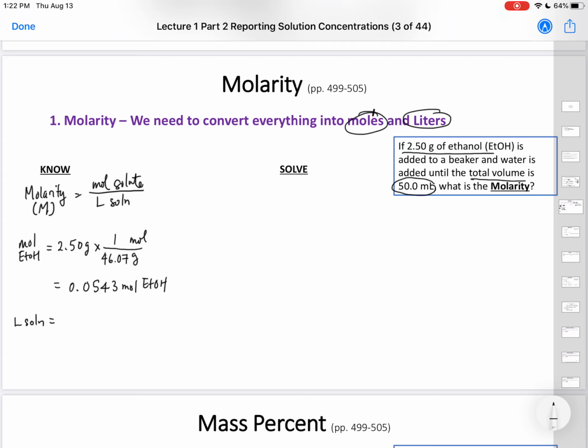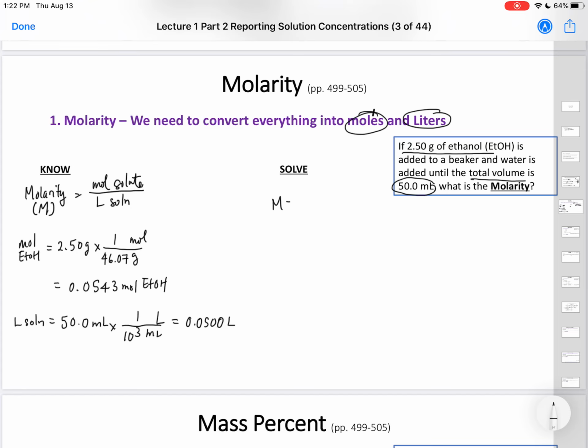Okay. With the liters of the solution, we know the total volume of the solution is 50 mL, and just to convert from milliliters to liters, 1 liter is 10 to the third or 1,000 milliliters. So this comes out to 0.0500 liters. Okay, I like to do all the conversions underneath the know so that I am already in the units that I need to be to do the solve part.